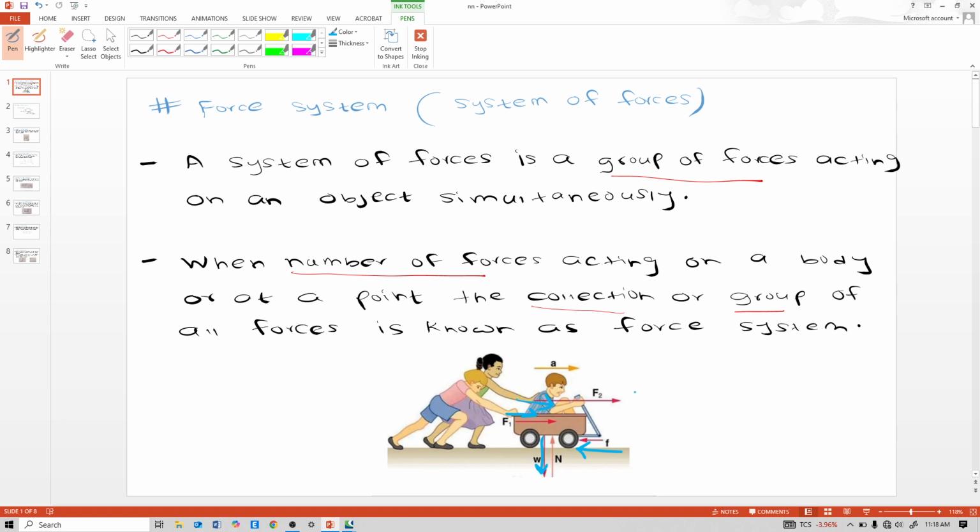These forces can also act at a point, like that. If this is the point, and these forces act at this point, this is also a force system.